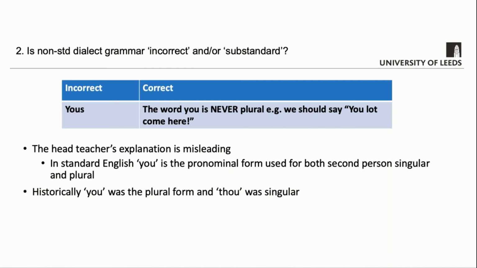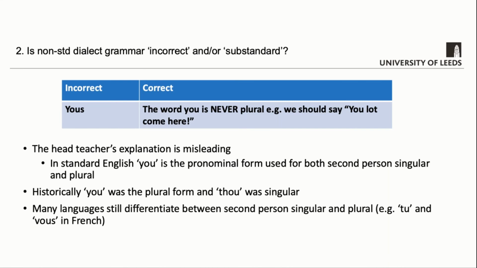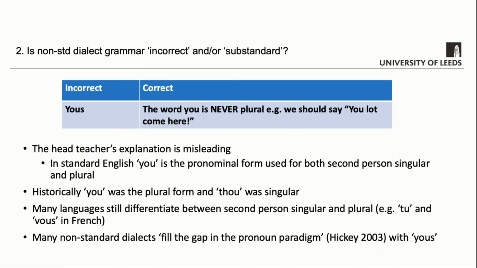In fact, historically, you was the plural form while thou was singular. And many languages still differentiate between second person singular and plural in this way. So if you've learned French, for example, you'll know that you need to differentiate between tu and vous. We used to have this in English with thou and you. We don't have that distinction anymore. But many dialects of England, including Teesside, but also Newcastle and Liverpool, also Irish English, various dialects within Scotland, such as Glaswegian, they use yous to fill this gap.